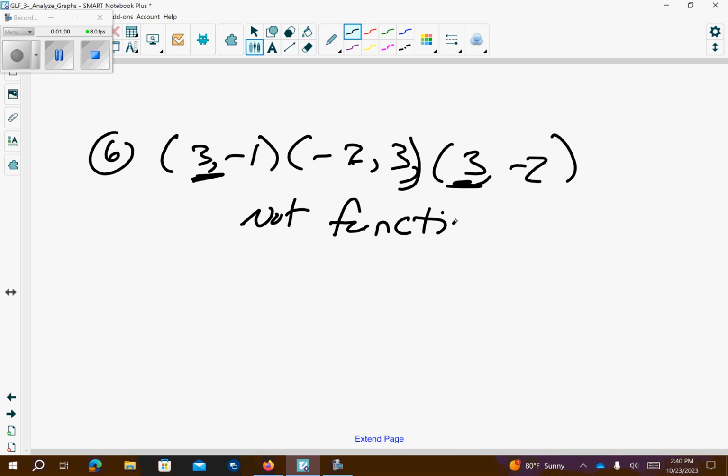Okay, there are relations. A relation is a set of points. A special type of relation is called a function, where the x values don't repeat. So this one has the x repeat.